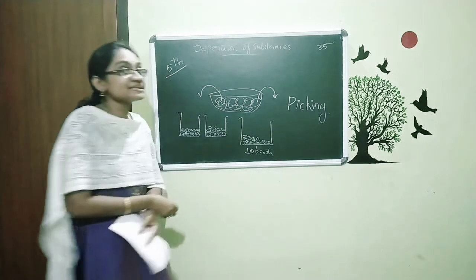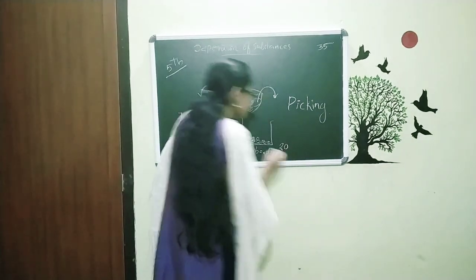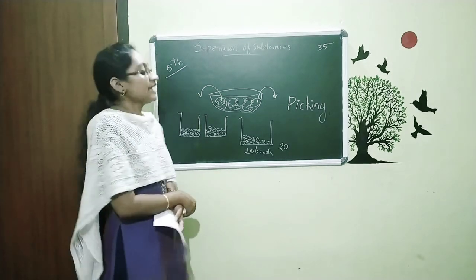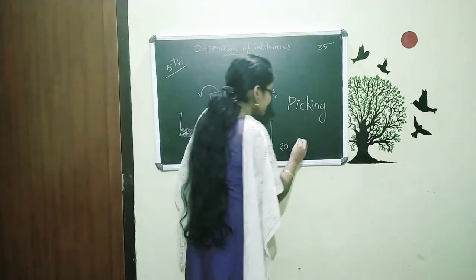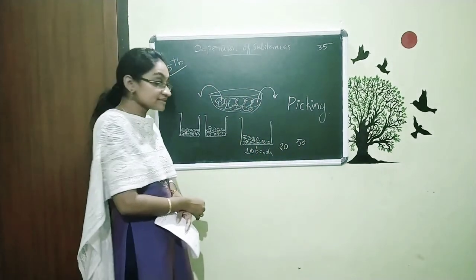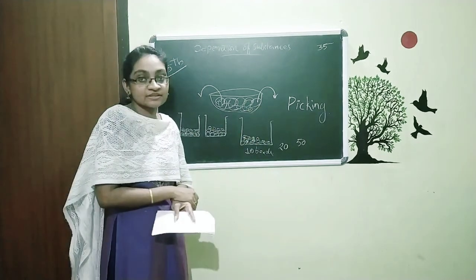Now I am increasing the number of beads. That means it is increasing to 20. Now this task is a little more difficult. Again I am increasing this from 20 to 50. What happens? Again it is getting more complicated. Taking each and every bead is a little more difficult.